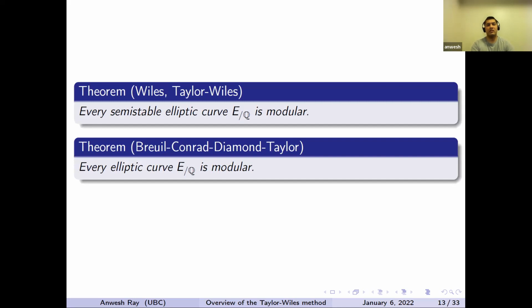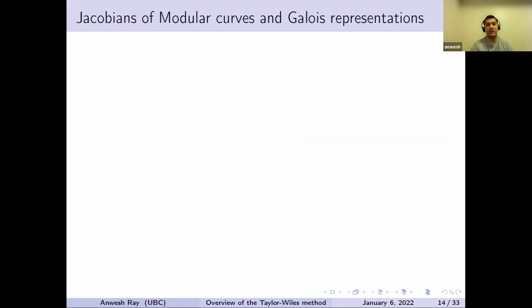So here are the main theorems. First, Wiles and Taylor-Wiles showed that every semi-stable elliptic curve E over Q is modular. Later, Breuil, Conrad, Diamond, and Taylor improved the method of Wiles and Taylor-Wiles to show that every single elliptic curve E over Q is modular. The purpose of today's lecture is to explain how the first theorem, for instance, is proved. Essentially, a very brief sketch of the different moving components behind the method of Taylor-Wiles, the initial conception of Taylor-Wiles.